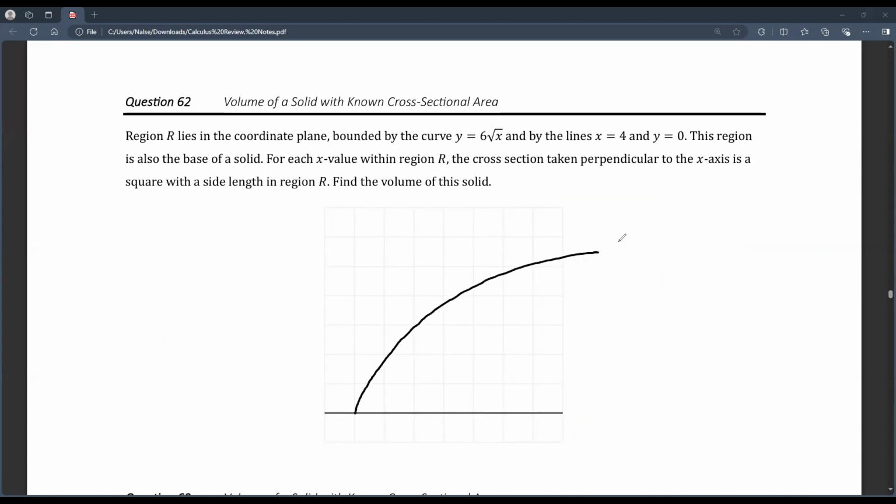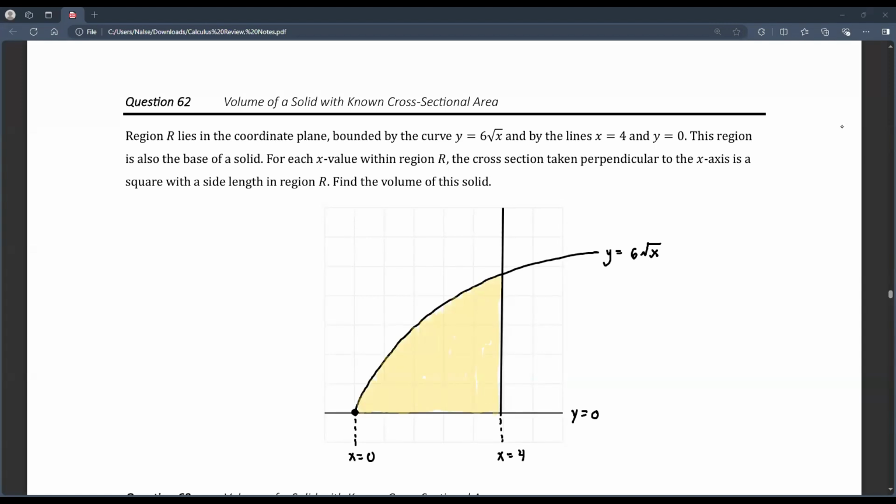Let's put this knowledge to the test with question 62. We first need to identify region R in the coordinate plane. Having this visual will make it easier to write a rule for the square cross-sectional areas that lie perpendicular to the x-axis.